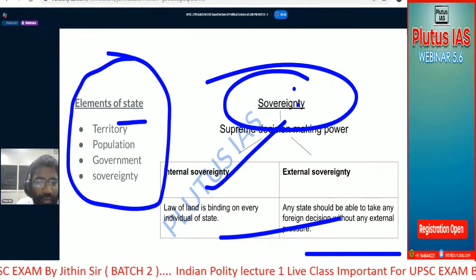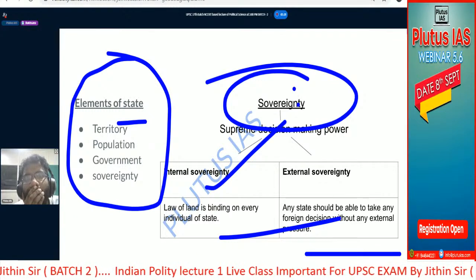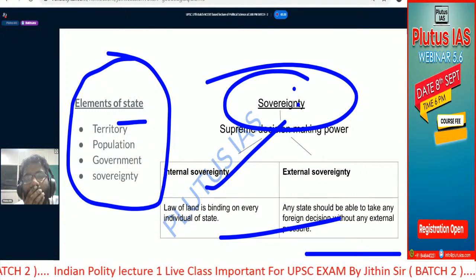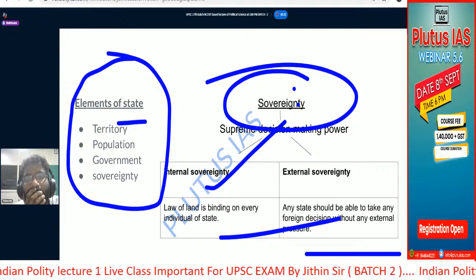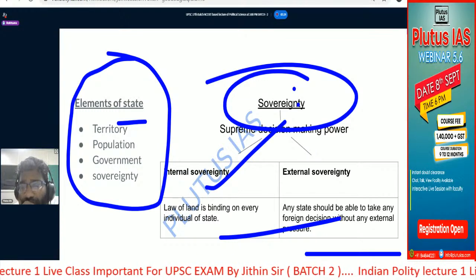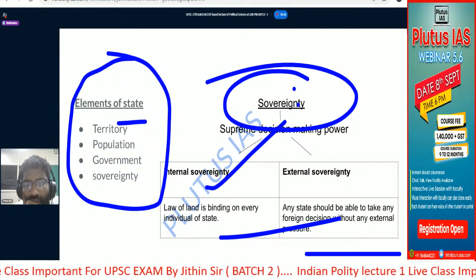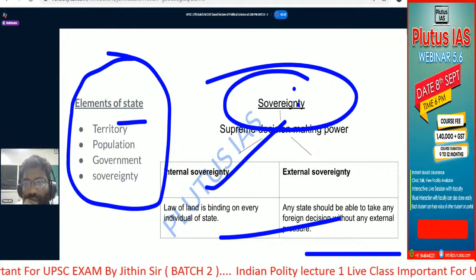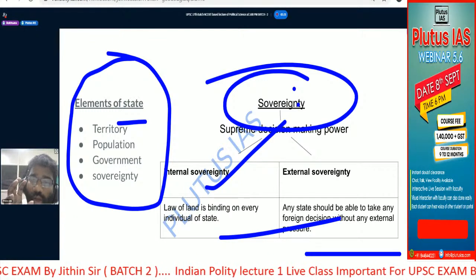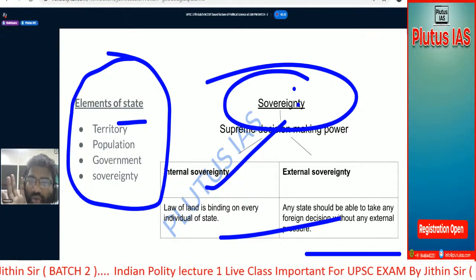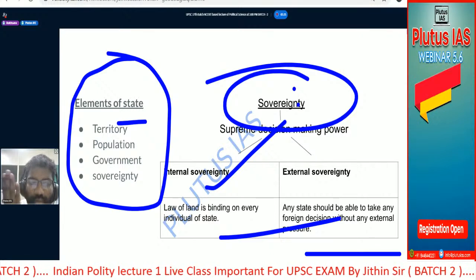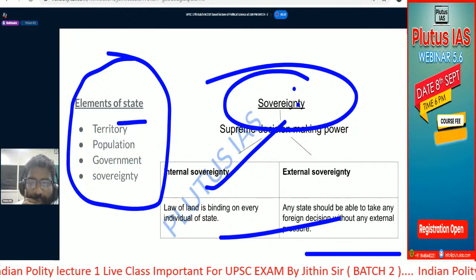The states which are not sovereign, how do they rule? Like, the states which are sovereign have the power to take their own decisions. But those states which are non-sovereign, how are they governed? You are talking about a nation, a country that is not sovereign. Yes. So how do they rule?